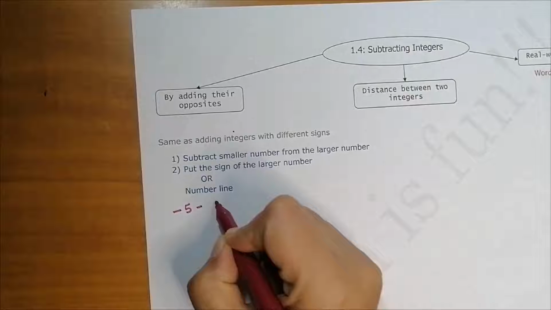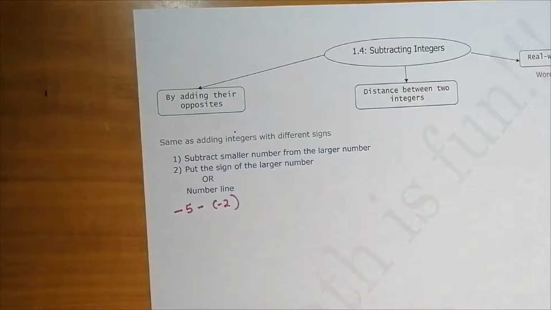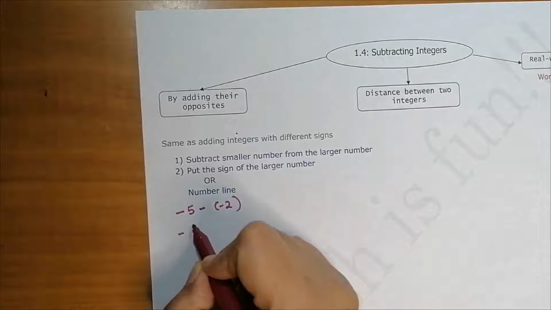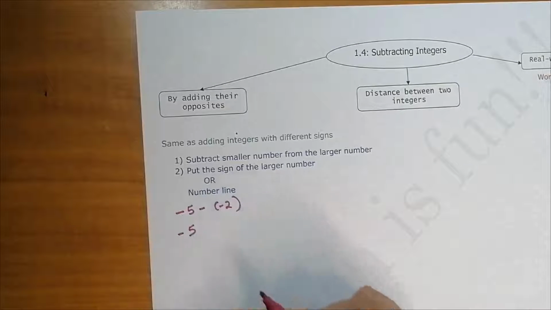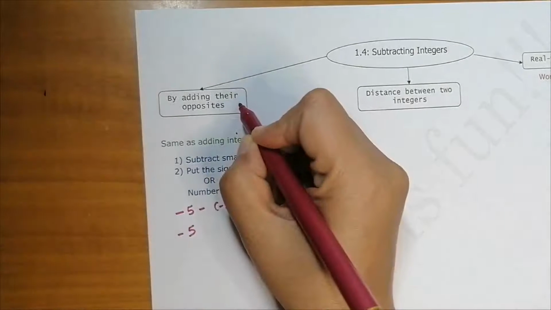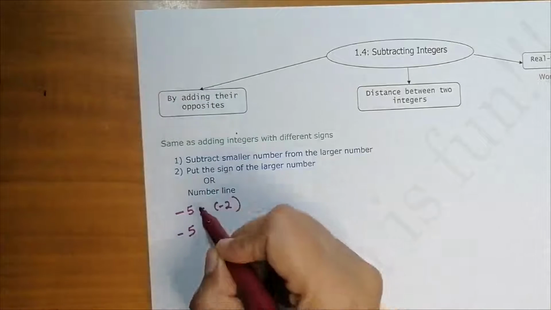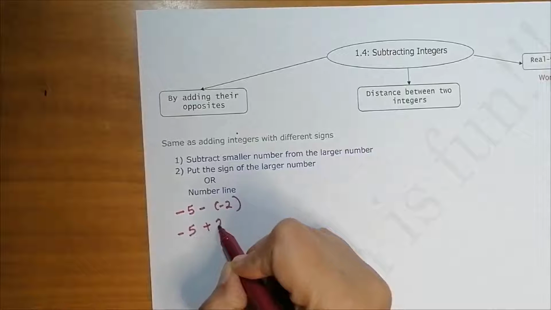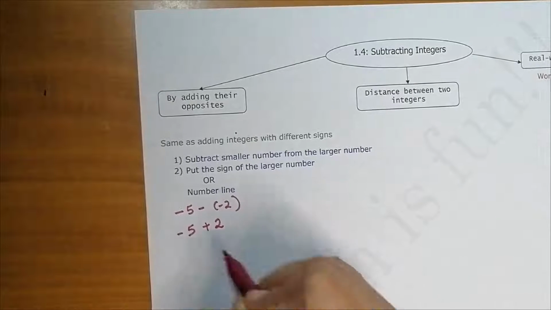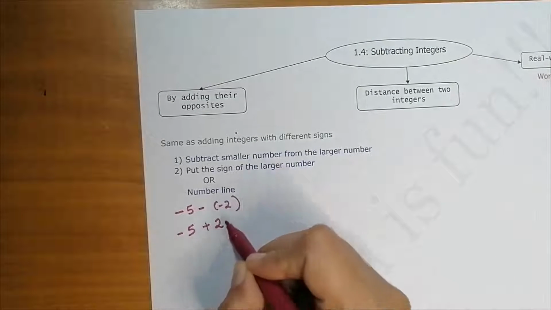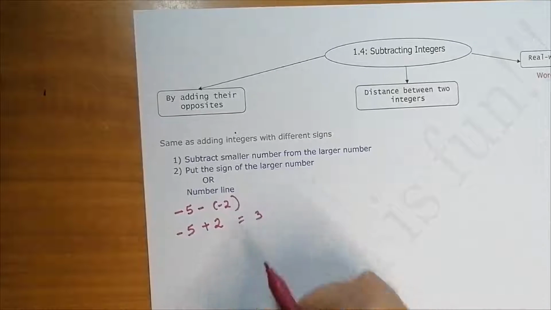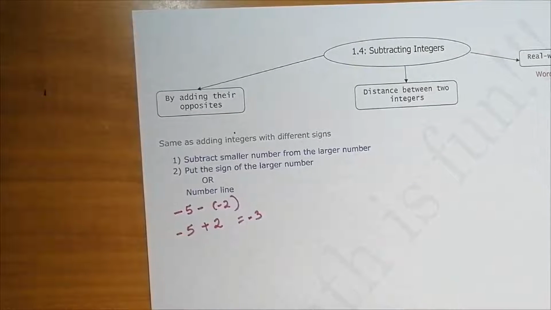Let's say -5 minus -2. How do we solve this? We say it's -5, and then you have to take the opposite, adding their opposite. So you're adding, and the opposite of -2 is 2. So this is -5 plus 2, and then you know this rule: larger minus smaller, which is 3, and you put the sign of the larger. So this is how you can solve this problem.